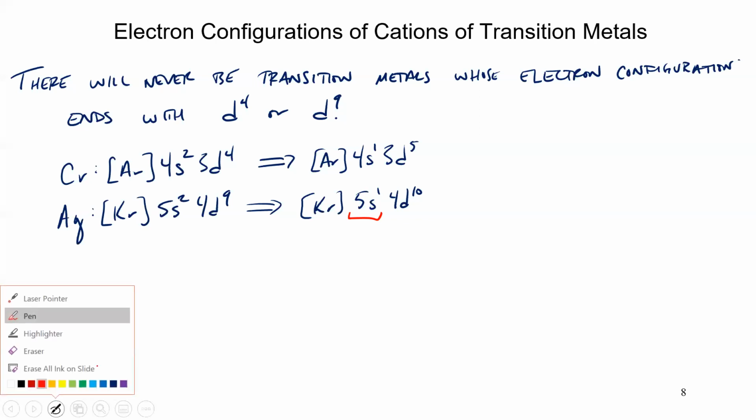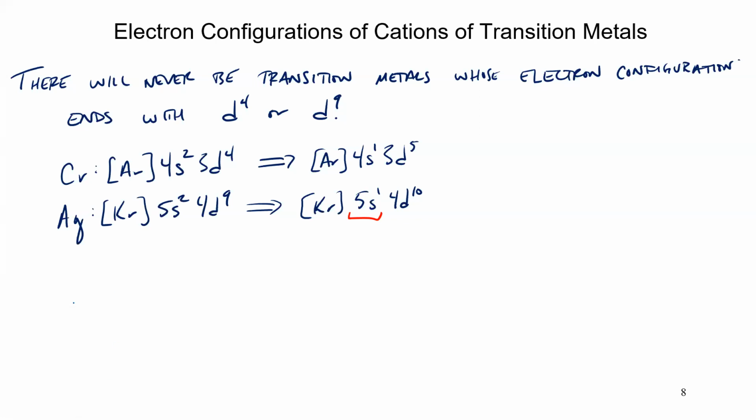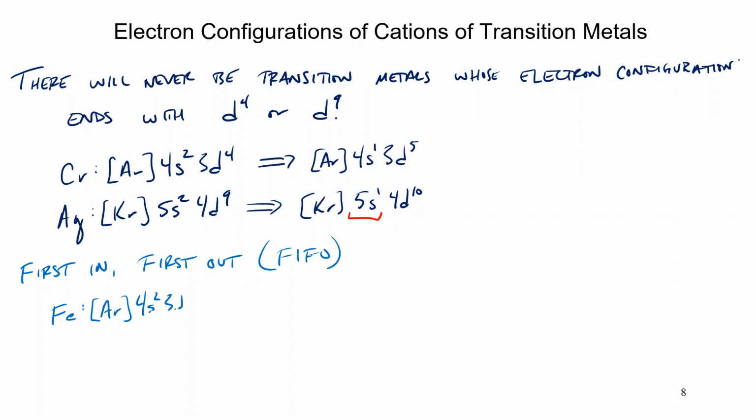And so the general rule for electron configurations for transition metal ions is first in, first out, right? FIFO. First in, first out. So let's take a look at iron. Iron has an electron configuration of argon 4s2 3d6.